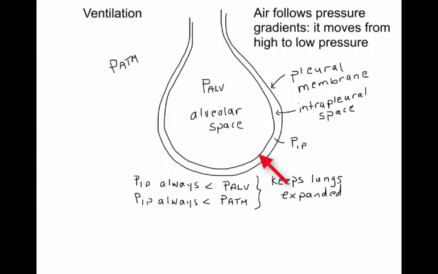So this membrane is sort of pulled against this pleural membrane so that the alveoli don't collapse on top of themselves. Of course, if that pressure difference is ever lost and those pressures become equalized, that's when we have a situation where the lungs collapse, and we call that a pneumothorax.